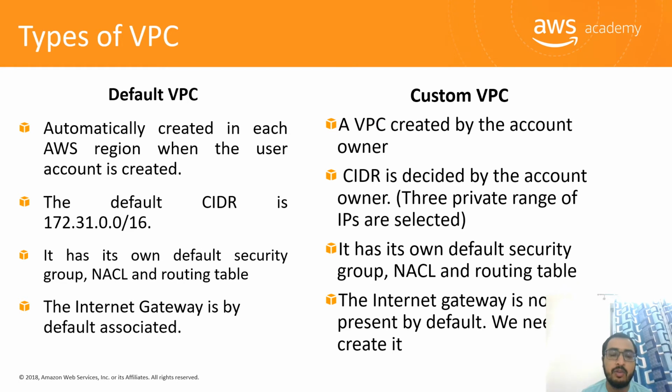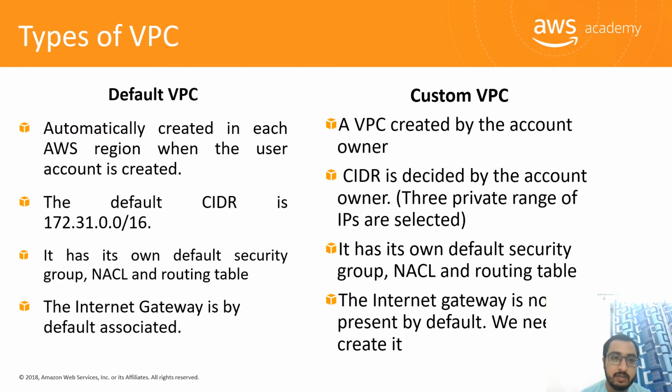So what are the types of VPC? There are mainly two types: default VPC and custom VPC. Default VPC is automatically created in each AWS region when the user account is created, and the custom VPC is created by our account owner. The default CIDR of the default VPC is 172.31.0.0/16. It has its own default security group, NACL, and routing table.